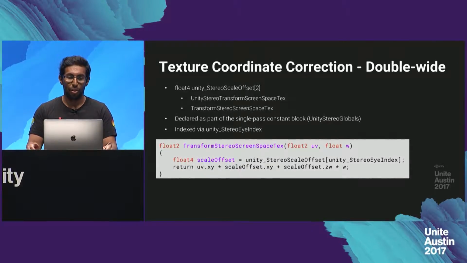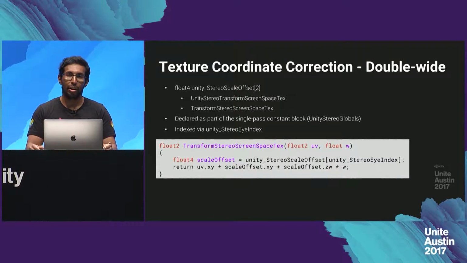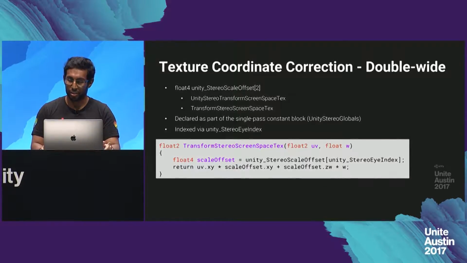Let's look at the other tool, which is unity_StereoScaleOffset. It is an array of float4s that lives in the single pass constant block, which is UnityStereoGlobals if you've surfed through the Unity standard shader set. We index into this with unity_StereoEyeIndex. So I'm just going to quickly jump over into what unity_StereoEyeIndex is and how it's populated.